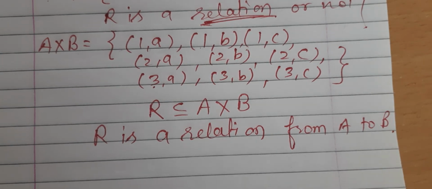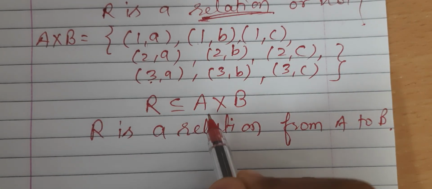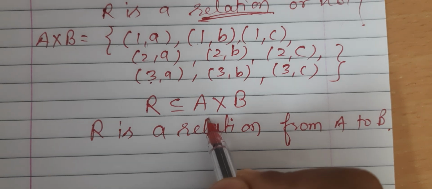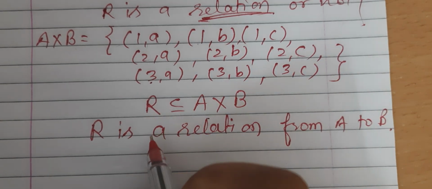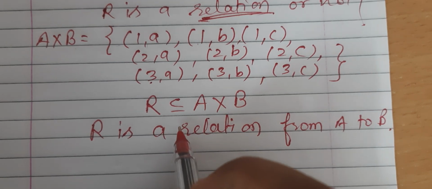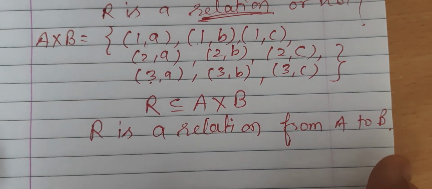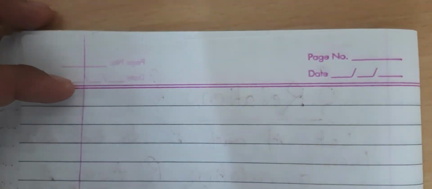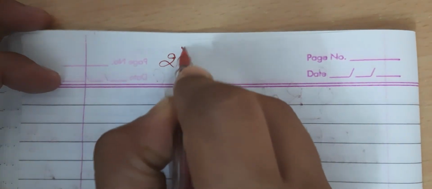Now how to find the total number of relations? See, the relation is a subset of Cartesian product of two sets. It means this relation is also a set, because a subset is itself a set. And we know how to find the total number of subsets. We find it by this formula, 2 raised to the power n.